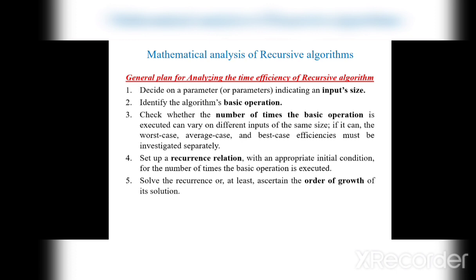The first step: we have to decide upon the parameter, that is the input size. We have to analyze what is the input size given to that particular algorithm. The second step is to identify the basic operation. The third step is to find the number of times the basic operation is going to execute. The fourth step is to set up a recurrence relation with an appropriate initial condition for the number of times the basic operation is executed. The fifth step is to solve the recurrence relation, or at least ascertain the order of growth of its solution.